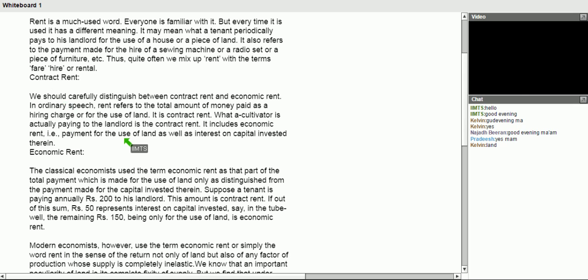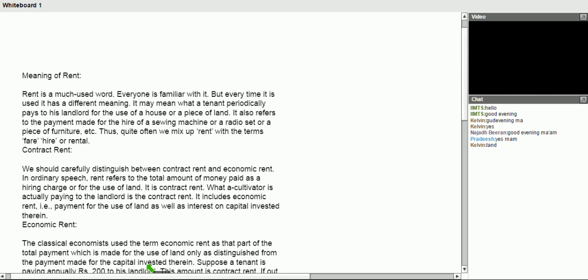So what is contract rent? In ordinary speech, rent refers to the total amount of money paid as a hiring charge for the use of land. So it's a contract rent. It's pre-decided. How much rent are we going to pay every month? The terms and conditions are all agreed upon. What will be the date of payment, mode of payment, everything. Then what a cultivator is actually paying to the landlord is the contract rent. So that means the simple one.